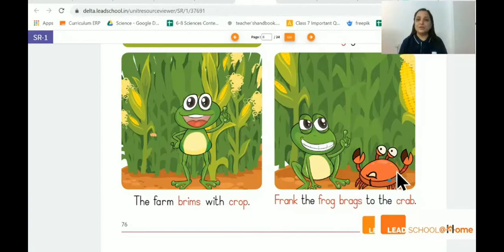Look at this picture. Do you know what this is? Yes, this is a crab. And you know who this is? Yes, this is Frank the Frog. Now, let's read this sentence. What is this word? Frank. What is this word? Read the blend. Frog. Read this word. What is the blend?